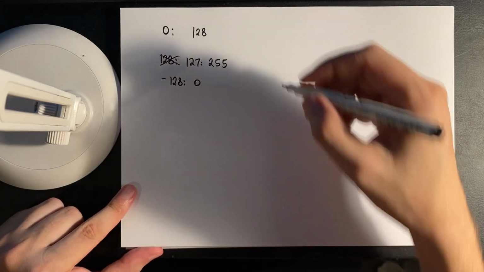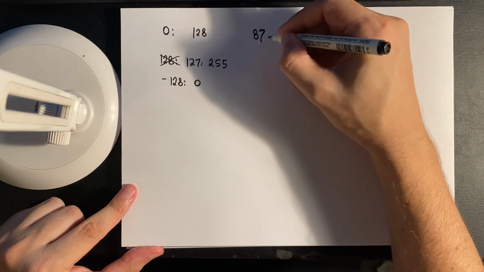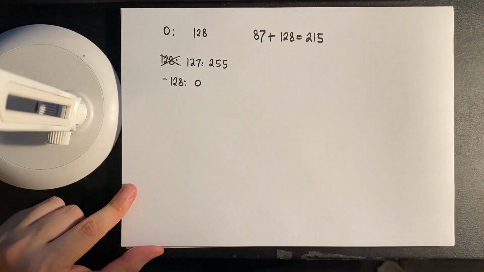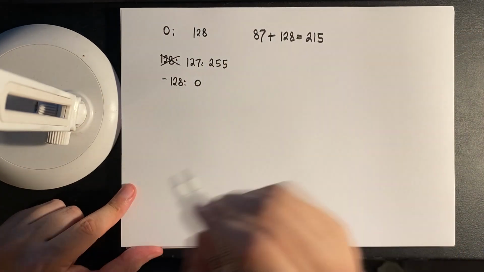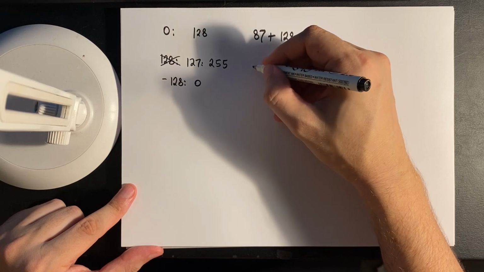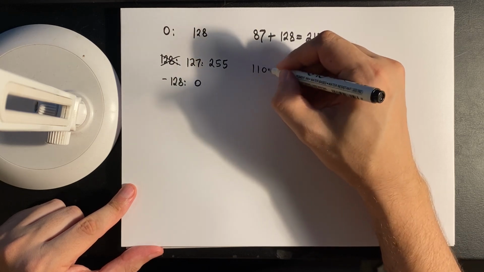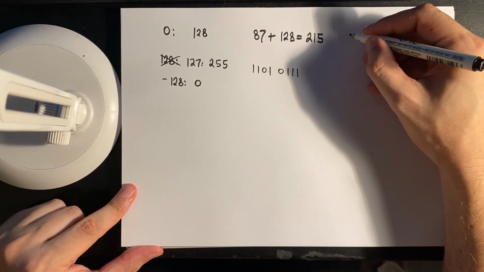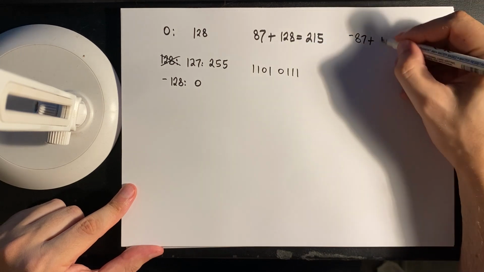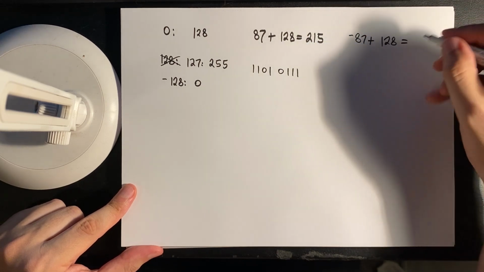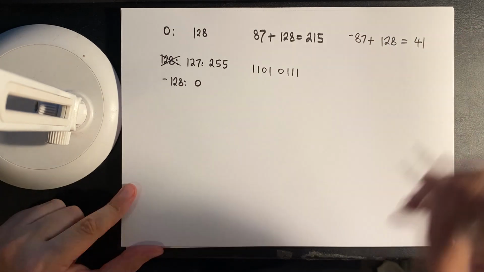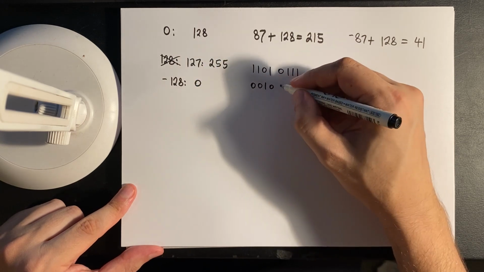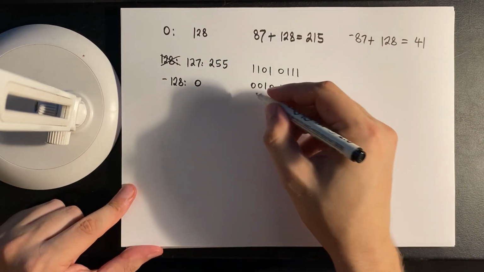So in our case of 87, 87 plus 128 is 215. So we'd represent the number positive 87 as 215. That is the following, provided I did my math right. Now, the number negative 87 plus 128, it's really 128 minus 87, which is 41, and that would be represented as such, again, provided I did my math right.